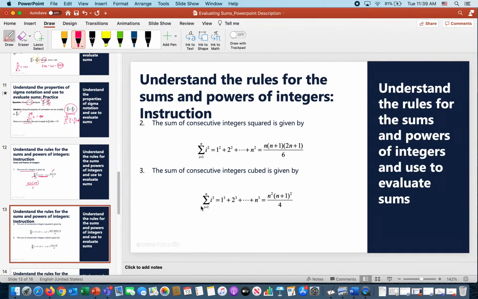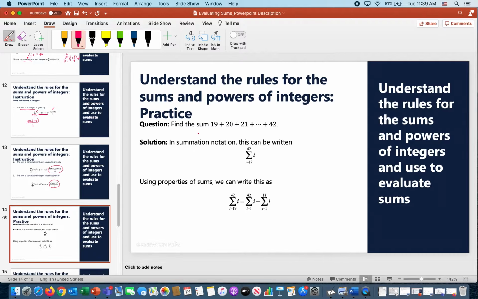Okay? Here's one where we have the sum of consecutive integers squared and the sum of consecutive integers cubed. So we have these different formulas that we're looking at as we go throughout these different sums here. Here's one where I have the sum from 19, 20, 21, all the way up to 42. These are just regular old integers, and we talked about how to do that momentarily ago. We're going to take the sum from 19, that's where we start, up to 42 of these integers.